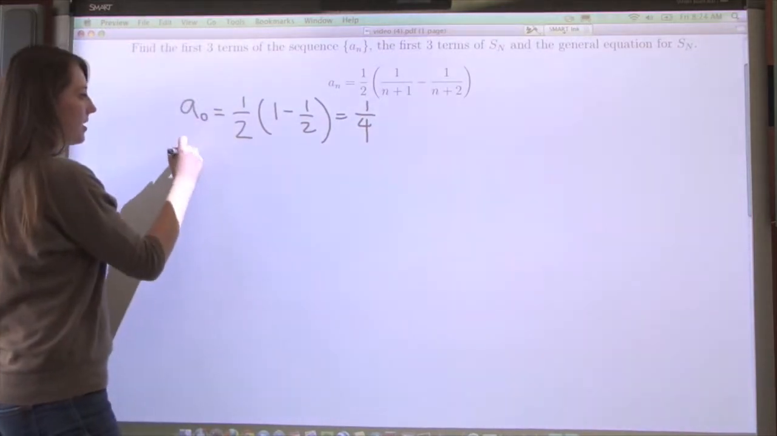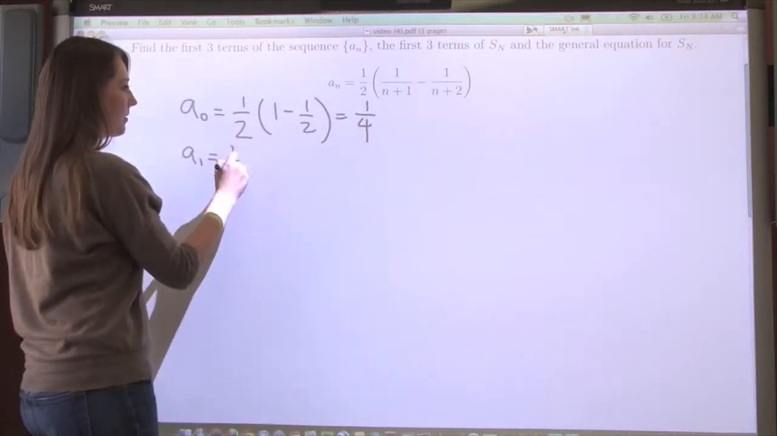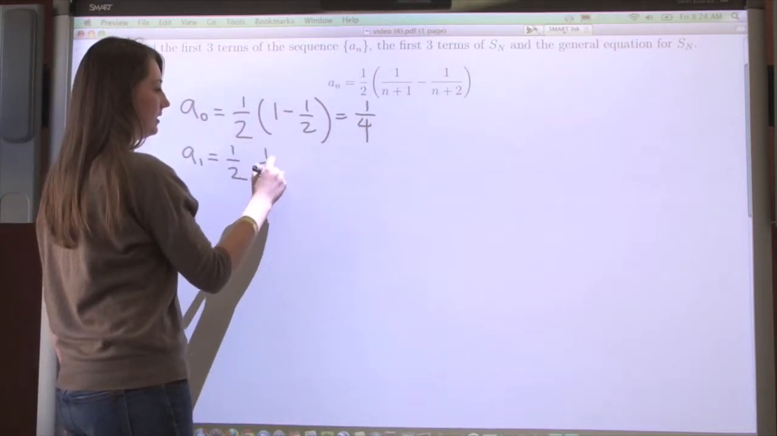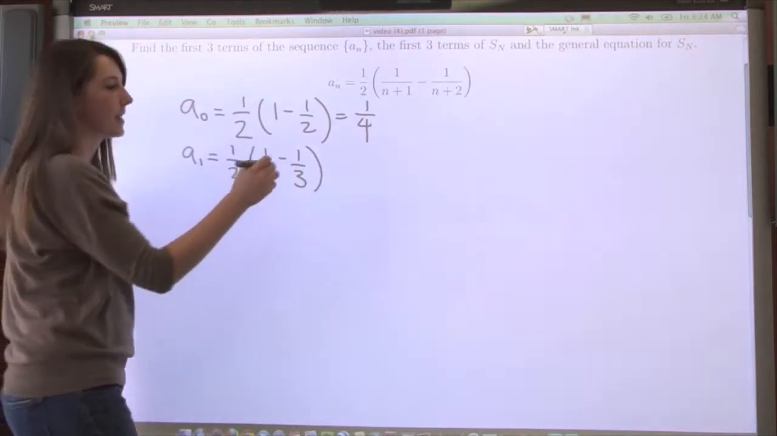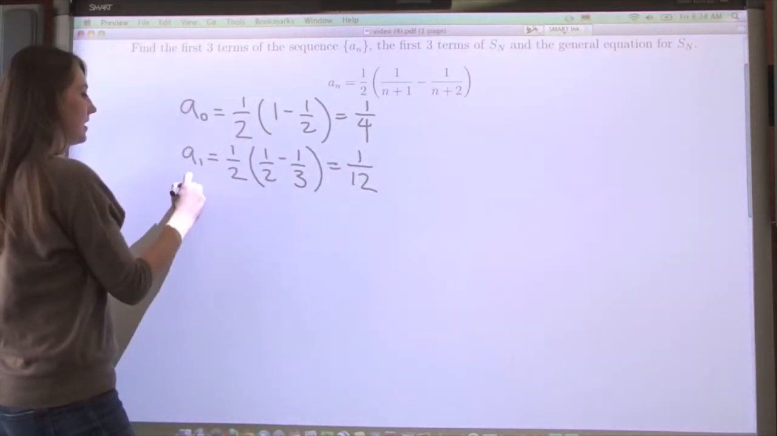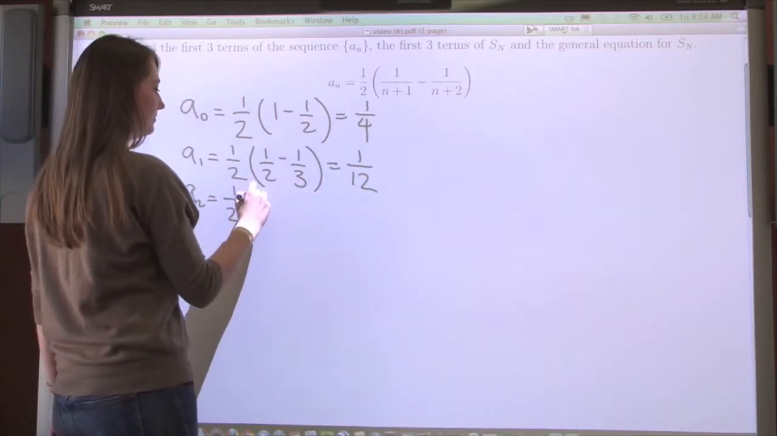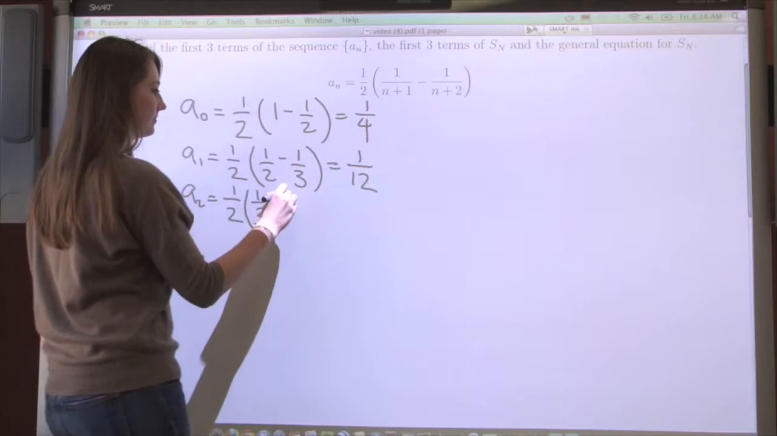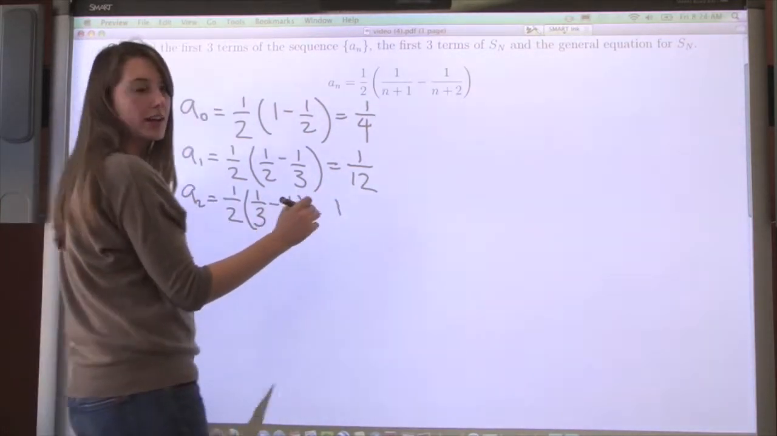So now let's do a sub 1. Similarly, I just plug in 1, so I get 1/2. So I end up getting 1/12. And now let's find a sub 2. So I get 1/24.